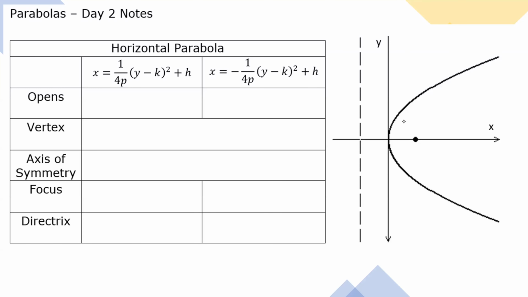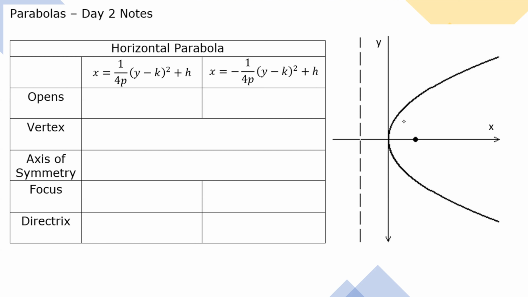Okay, so today we're going to continue our lesson on parabolas. Today we're doing horizontal parabolas. Yesterday we did vertical parabolas. They were either opening up or they were opening down. Today we're going to do horizontal ones where they'll either face right or left.